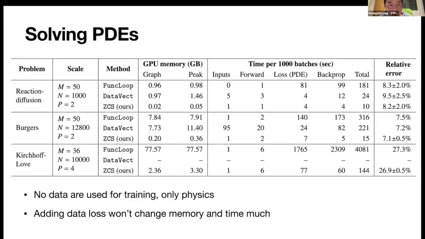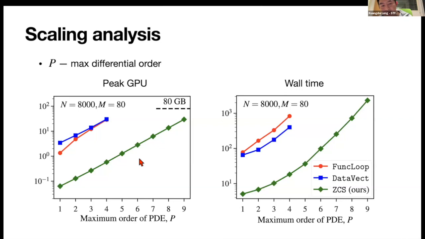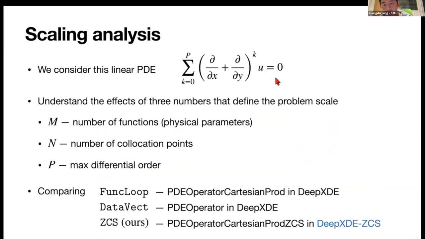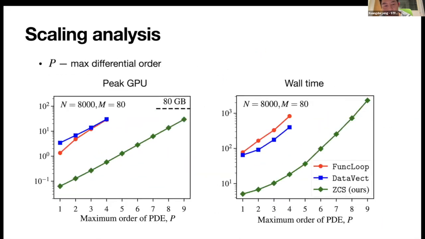There's a very interesting thing, which is the scaling behavior with respect to the PDE order. It's basically the maximum order here. Please note that the x-axis is linear and the y-axis is logarithmic. You can see both the memory and the time increase very fast with the order of the PDE, right? ZCS, our algorithm, cannot remedy this scalability, but it can push the order all the way up to 9 on a single 80 gigabyte GPU. For the other two, it just stopped at about 4.